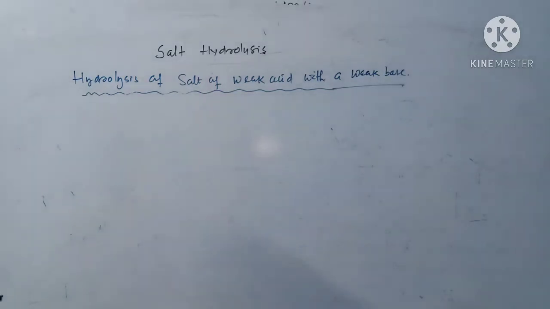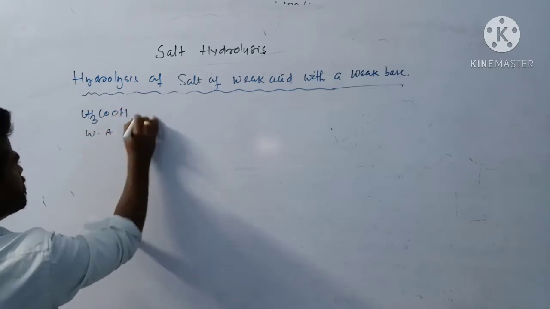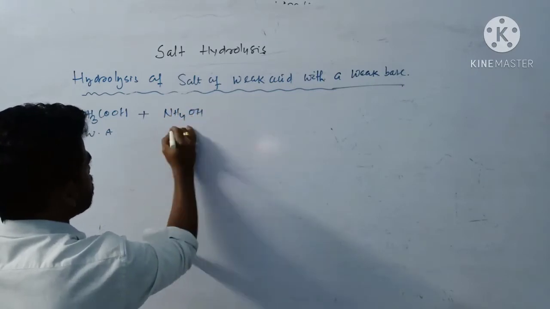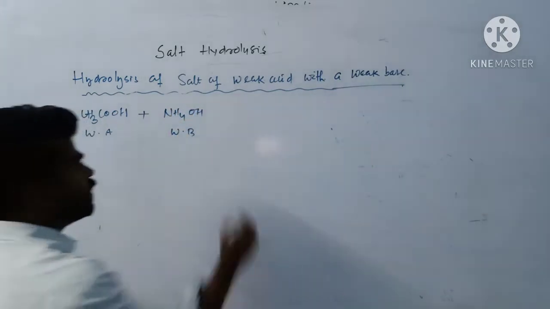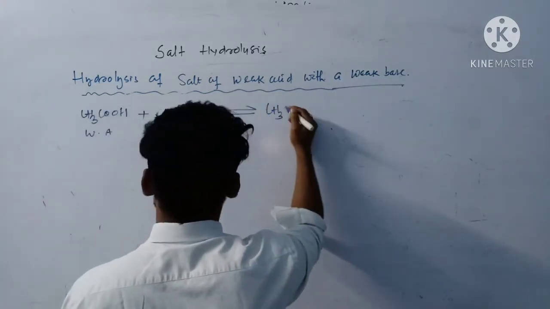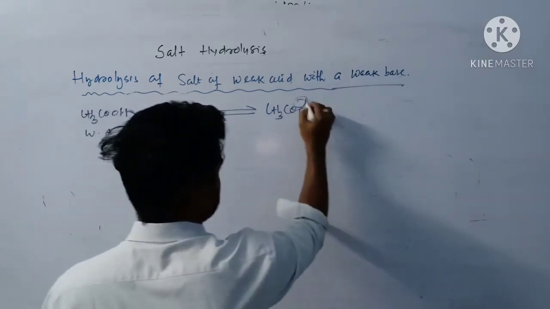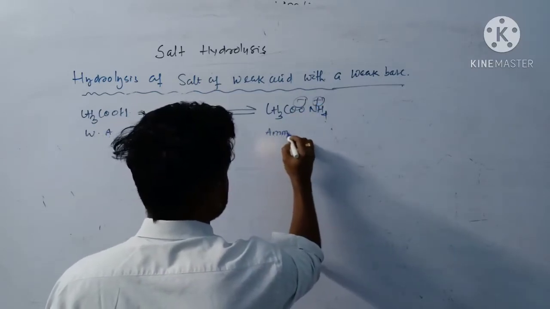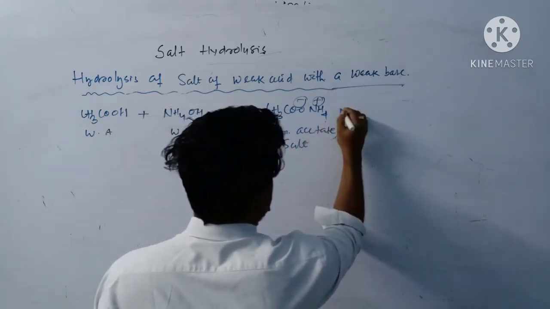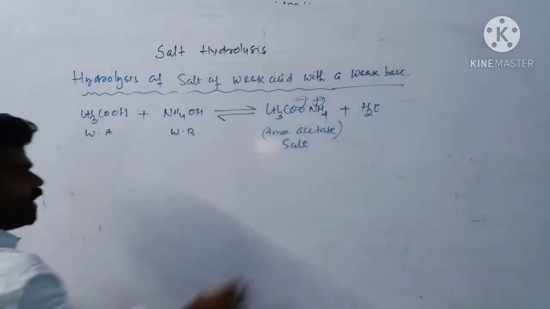So weak acid I can consider over here acetic acid, weak acid plus weak base ammonium hydroxide, weak base, will give you the corresponding salt of weak acid, weak base, CH3COONH4, ammonium acetate, as your salt plus water. Clear? So now let us consider the hydrolysis of this salt.